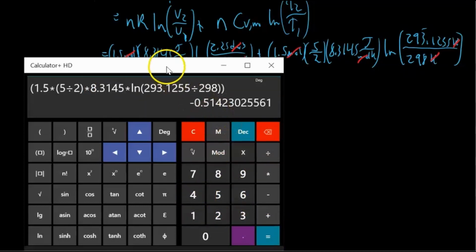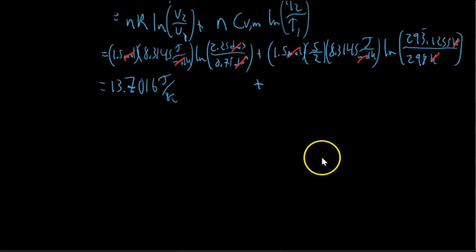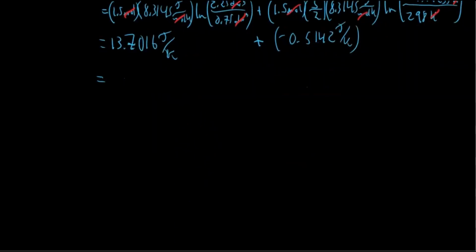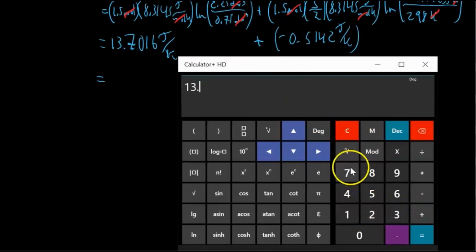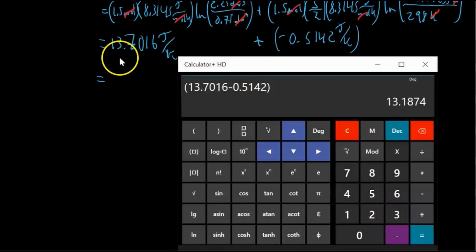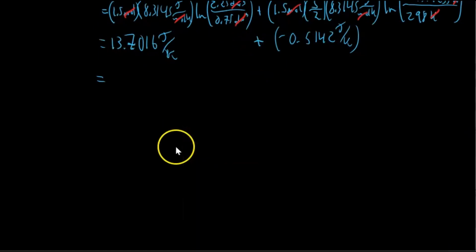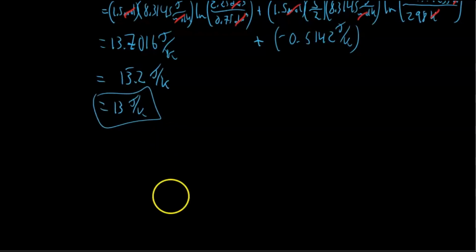Okay, so negative 0.5142 joules per Kelvin. And then we'll add those all up. Take 13.7016 minus 0.5142 equals, and we only have 2 sig figs here, 13 joules per Kelvin. So 13 joules per Kelvin is our change in entropy of the system.